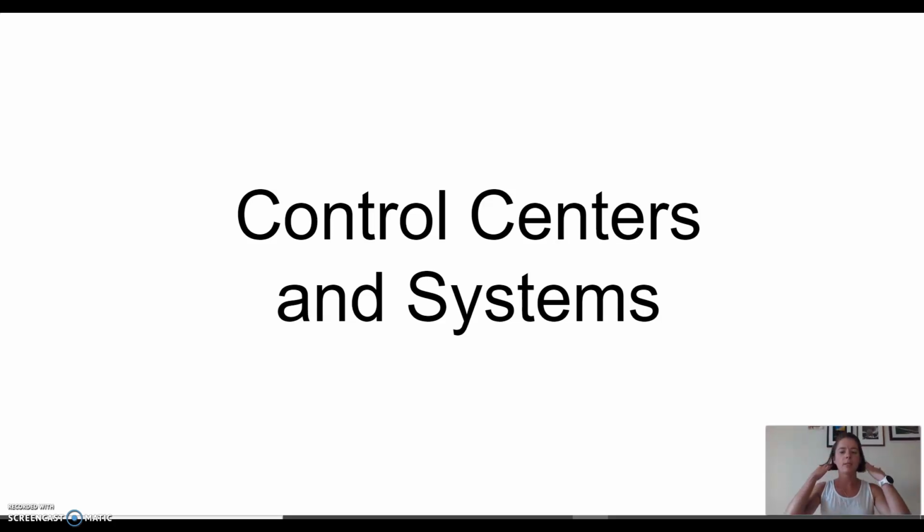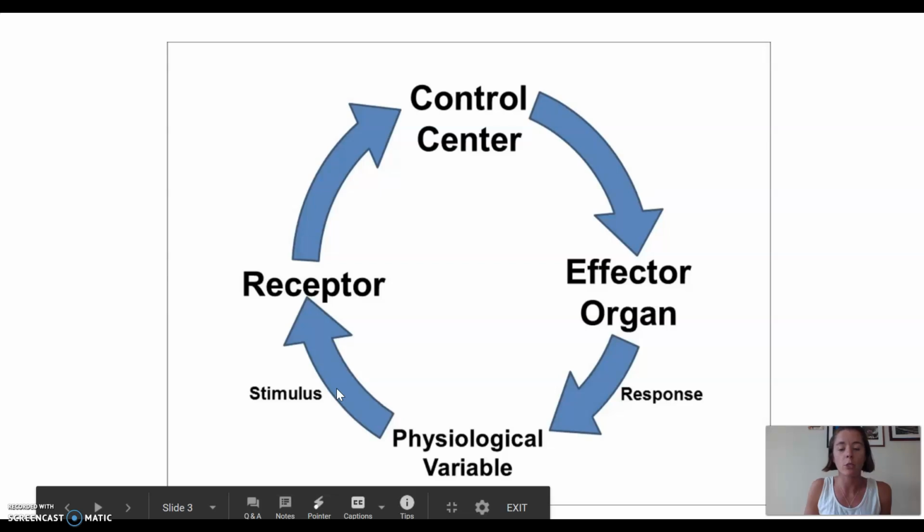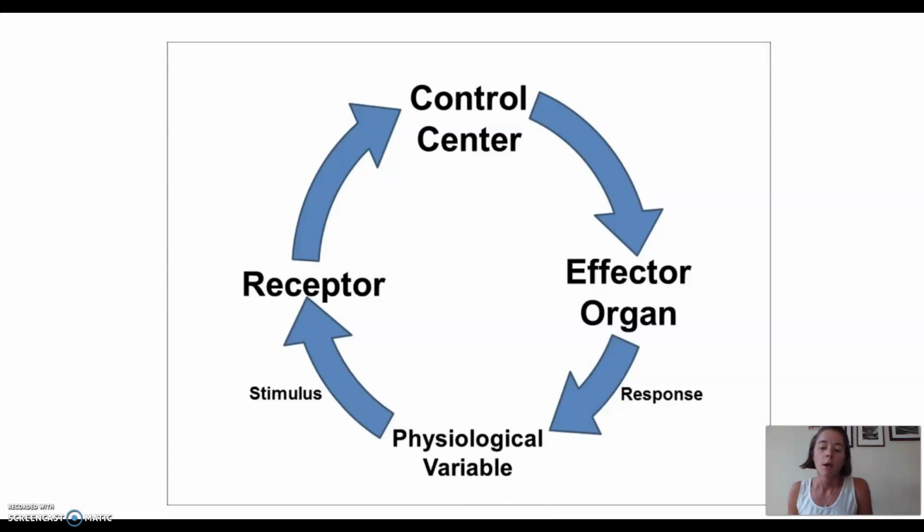Ladies and gentlemen, this is your lecture on the two control centers and systems in your body, or as you can see from the slide labels, the nervous system and the endocrine system. So to start with, we are going to give you just a teeny tiny overview of the parts of the homeostatic process. Remember, the unit that you are in is modeling homeostasis.